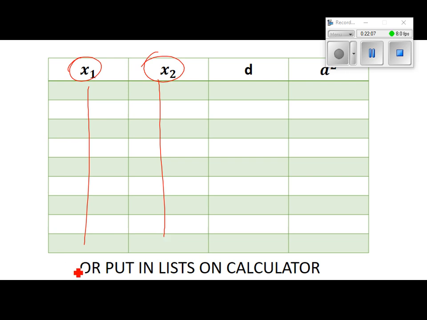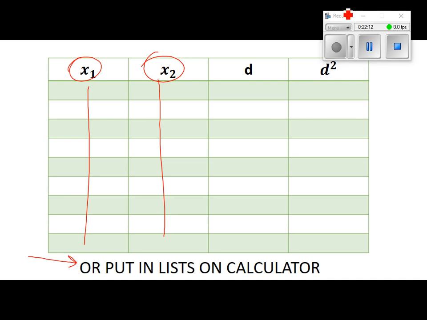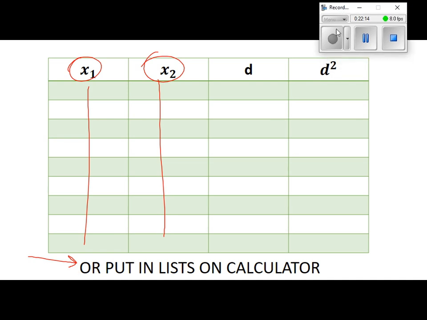Remember, you can put these into your list on your calculator, and it'll do the math for you. I'm going to move this up. You will have to fill out this chart, so if I put in something like, let's do the 50 and the 40 again. 50 here, 40 there. Difference is 10. What's d squared going to be? 100, good. And then, once you get down here to the bottom, what are you going to do with all these? Add them all up and get that sum.